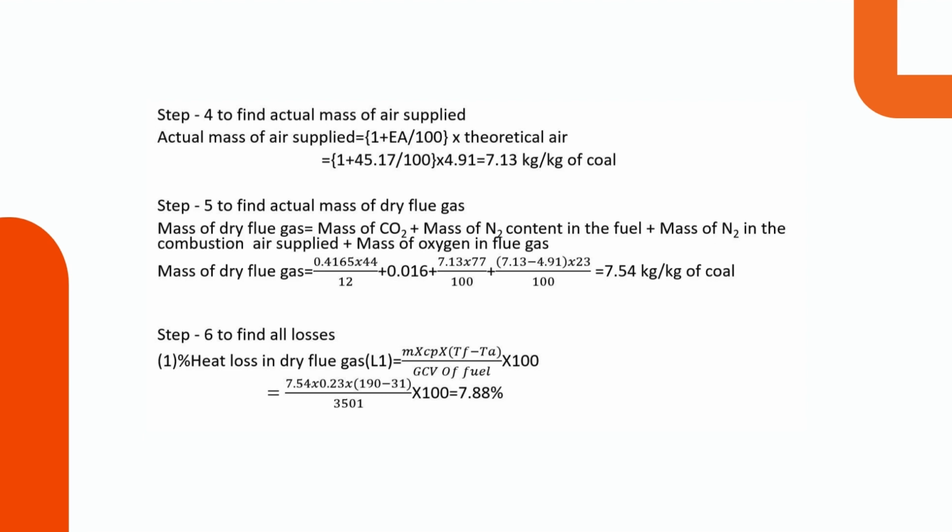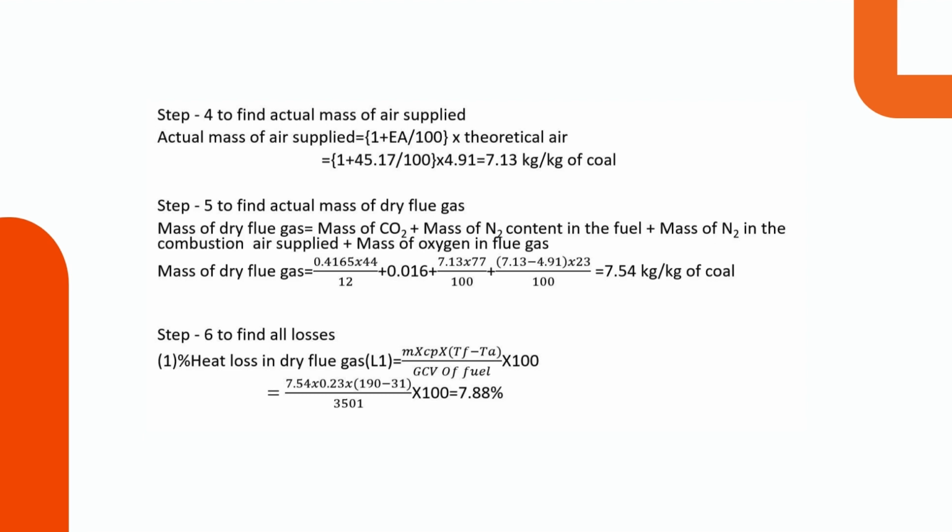Step 5. To find actual mass of dry flue gas, mass of dry flue gas is mass of CO2 plus mass of N2 content in the fuel plus mass of N2 in the combustion air supplied plus mass of oxygen in flue gas. Mass of dry flue gas equals 0.4165 into 44 divided by 12 plus 0.016 plus 7.13 into 77 divided by 100 plus 7.13 minus 4.91 into 23 divided by 100, which is 7.54 kg per kg of coal.